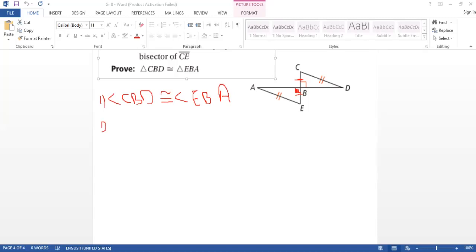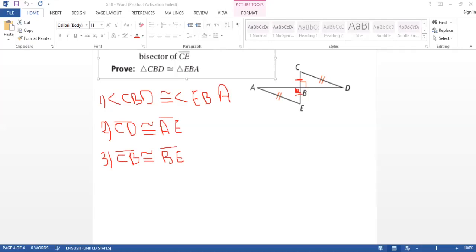Condition number two, we have CD is congruent to AE. Number three, the third condition, we have CB is congruent to BE.